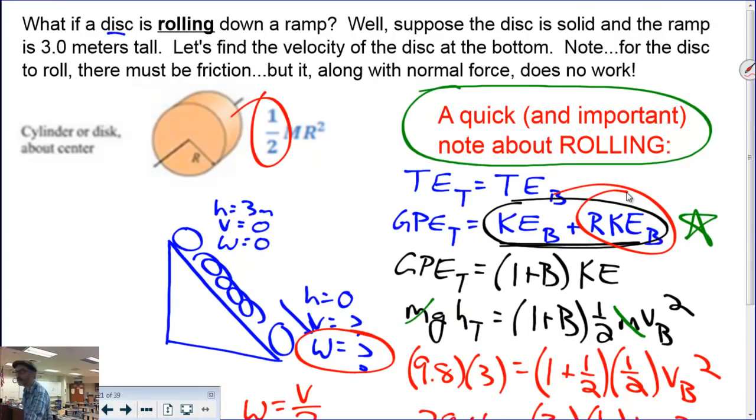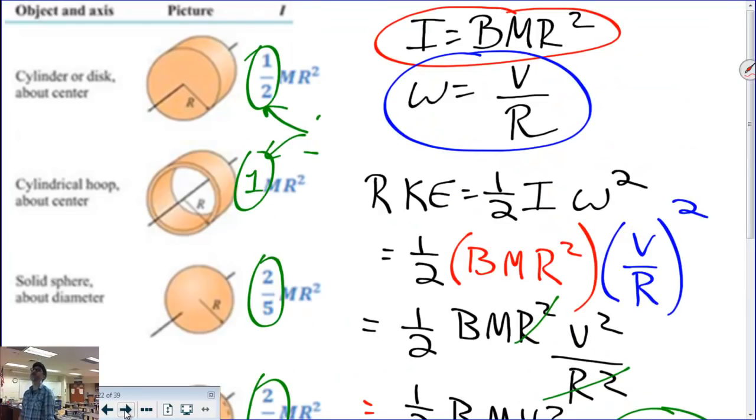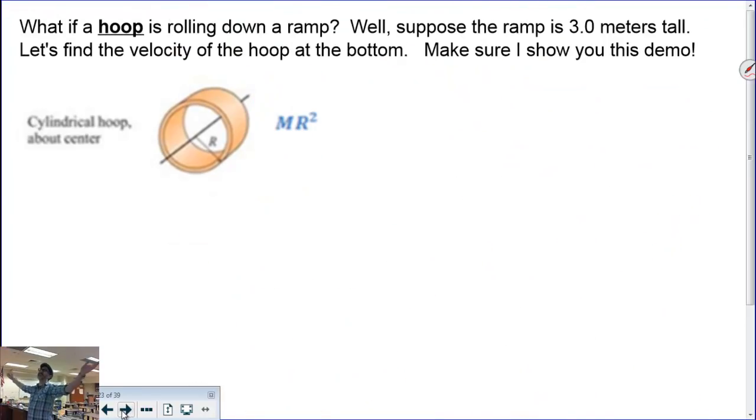So here's what I'd like you to do. Now here's another example. Same exact problem, but this time it's a hoop instead of a disk. So we've got a different equation for our I. Take a second, pause the video right now, and see if you can figure out what the velocity is going to be at the bottom of that same ramp.